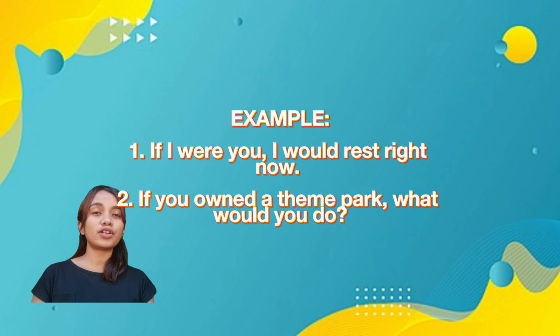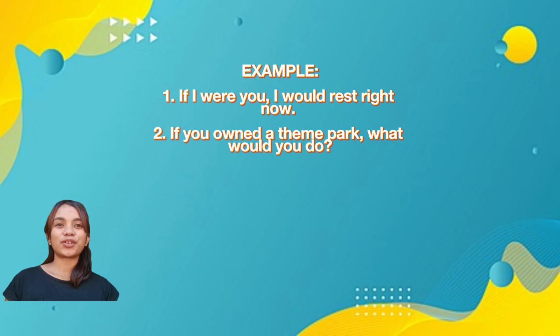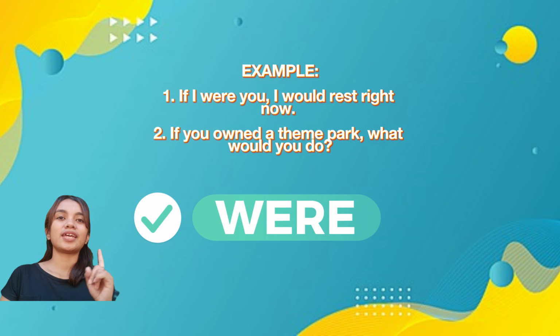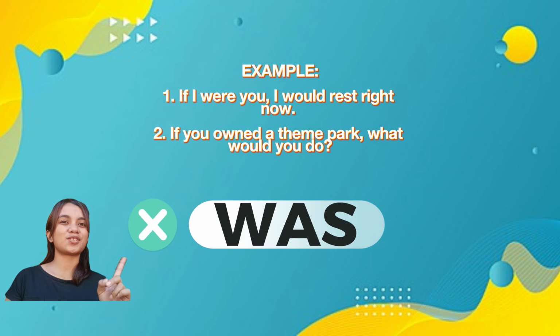In the first sentence, the situation is clearly unrealistic. There is no way I could be you. In the second sentence, there is a possibility that you would own a theme park, but the possibility is very small. Also worth noting is the use of were in the first sentence. You might ask, I didn't use were. Yes, that is the point. In conditional sentence type 2, all subjects, whether singular or plural, use were, so was is not used at all.